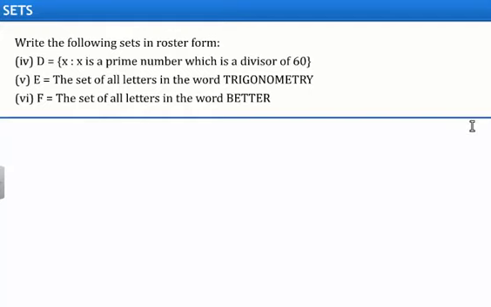In this question, three sets D, E and F are given. You have to write them in roster form. Let's begin the solution of this question.